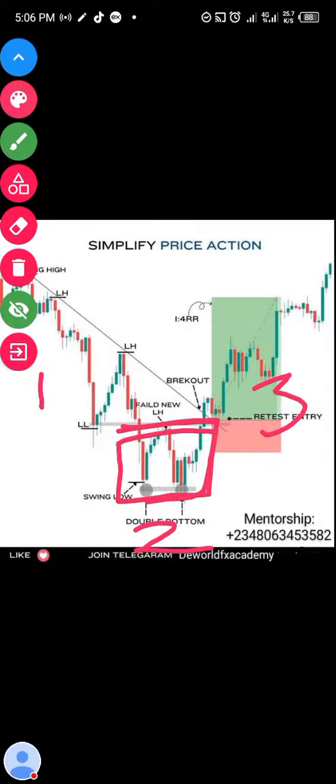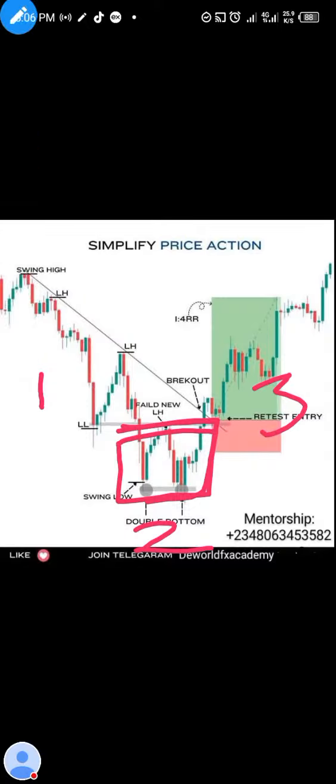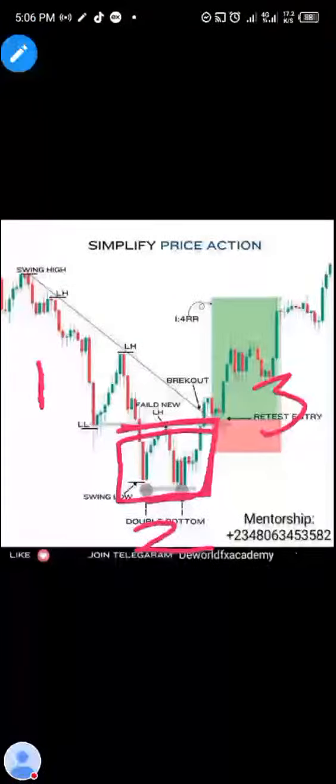Now, if you watch, you're going to see the market has 3 phases. The market always has these 3 phases: phase 1, phase 2, and phase 3. Phase 1 is probably when the market is trending. Here you can see it's down, right?